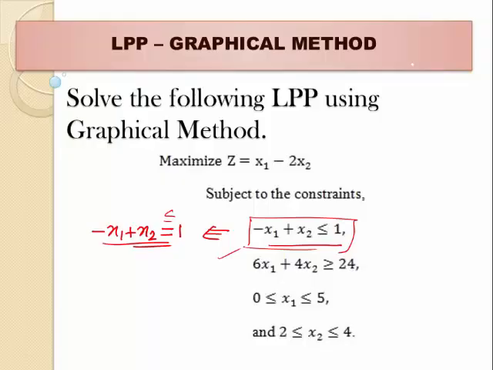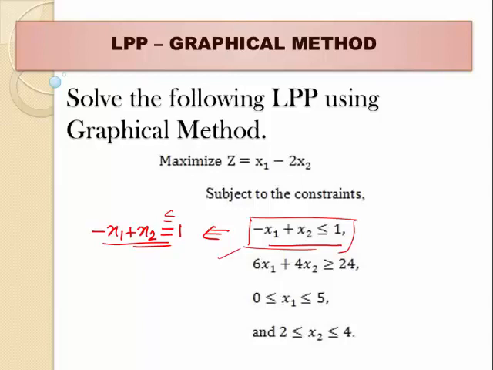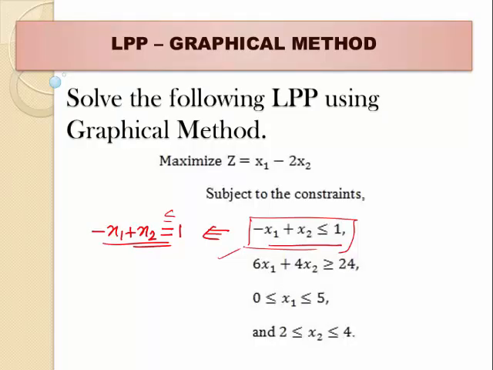Okay, then the third constraint, 0 less than or equal to x1 less than or equal to 5. For getting this constraint, we have to consider the line between x1 equal to 0 and x1 equal to 5. So the portion between the lines x1 equal to 0 and x1 equal to 5 will represent the inequality constraint 0 less than or equal to x1 less than or equal to 5. Then the last constraint, that is 2 less than or equal to x2 less than or equal to 4. So the portion between the lines x2 equal to 2 and x2 equal to 4 will represent this inequality function.